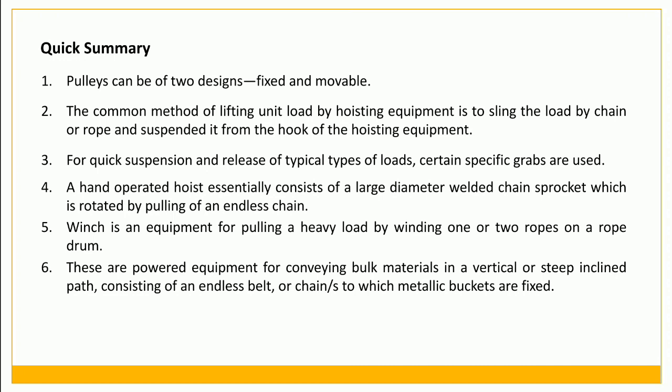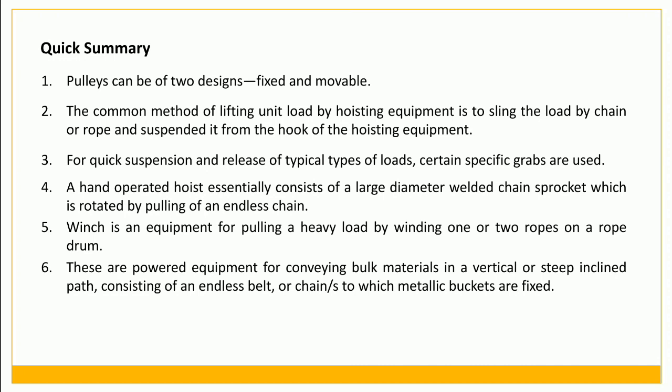Then we have studied the hook, which is a common method of lifting unit load by hoisting equipment. There are different types of hooks available: standard hook, ramshorn hook, solid triangular hook, hinged triangular hook. Suspension of the hook is very important, with different arrangements using crosspiece and casing with sieves. Then we have studied the grabs, which are a quick suspension and release type of material handling equipment used with hoisting equipment. There are different types of grabs, like carrier beams, crane grabs and clamps, self closing tongs.